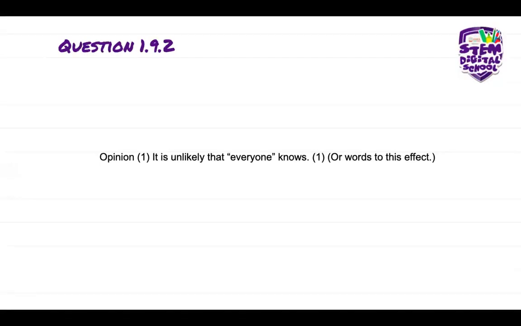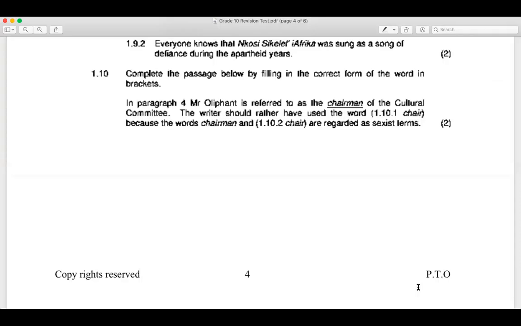Number 1.10, complete the passage below by filling in the correct form of the word in brackets. I'm going to reshare this screen with you. I hope it doesn't hurt your eyes as much as it does mine. I'm sorry about that. New share. While you guys look at that, I will read the comments that are coming in. I'll give you a minute to look at that.